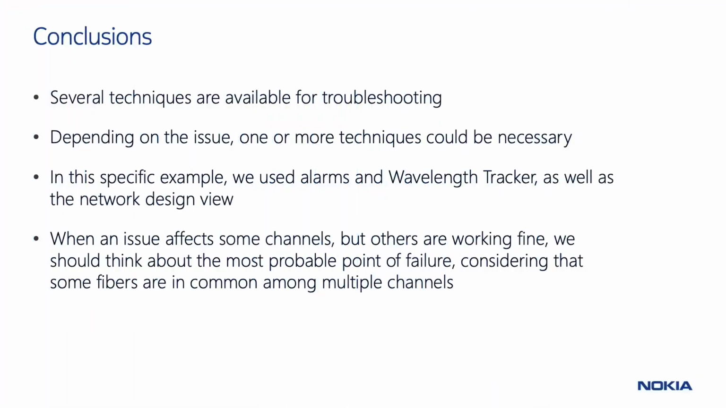Let's now summarize what we have seen in this video. 1. Several techniques are available for troubleshooting: the support portal, comparison between actual and design configurations, alarms, conditions, logs, wavelength tracker, and performance monitoring. 2. Depending on the issue, one or more than one could be necessary. 3. In this specific example, we used alarms and wavelength tracker, as well as a final check with the network design view to locate the shared fiber between the two affected channels. 4. When an issue affects some channels, but others are working fine, we should think about the most probable point of failure, considering that some fibers are in common among multiple channels.